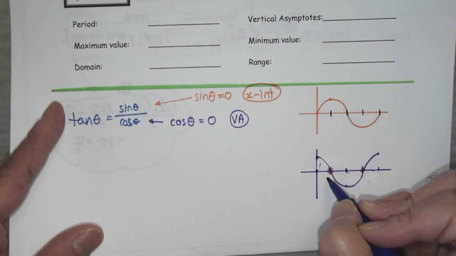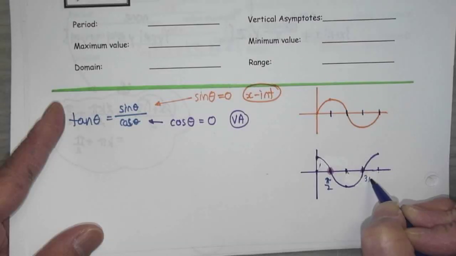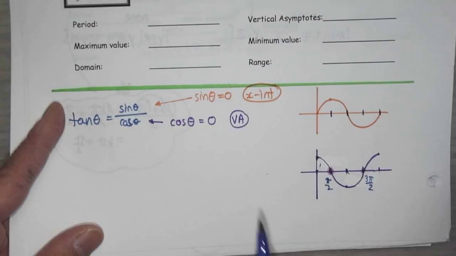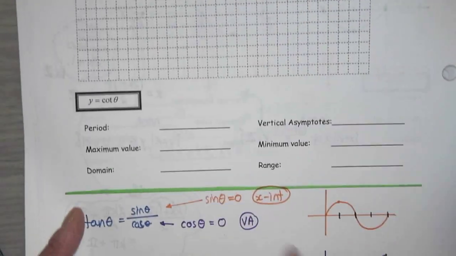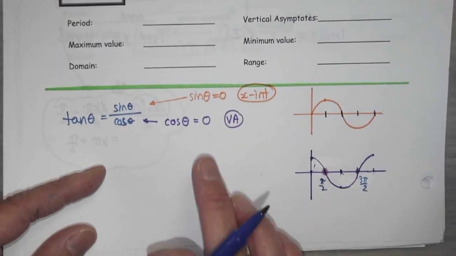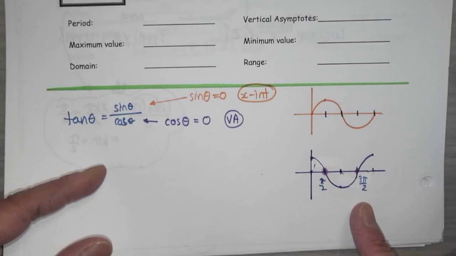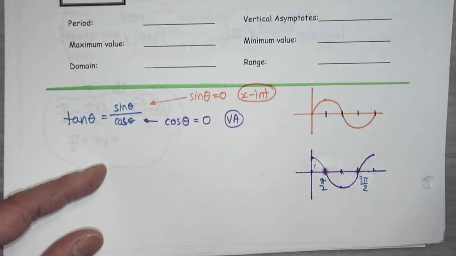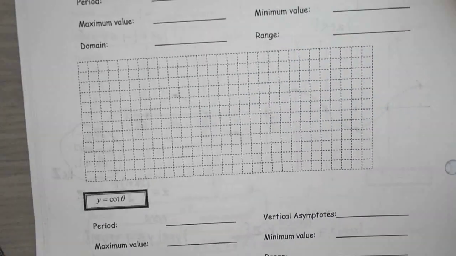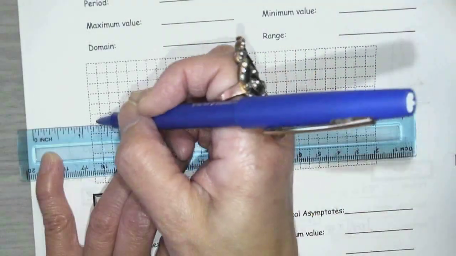Pi over 2 and 3 pi over 2. Right? So I want those to be my vertical asymptotes, and it repeats itself. So come on up here. Does that make sense? So I'm taking the denominator, which is cos. Wherever cos equals 0 are my vertical asymptotes. So let's go up to the graph now. Okay, we're going to do it step by step. So we grab this.